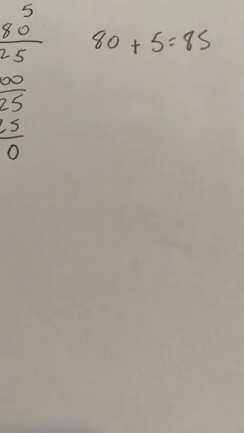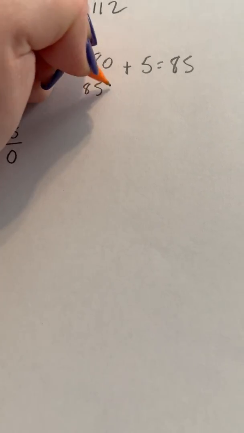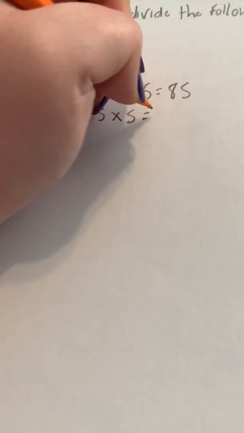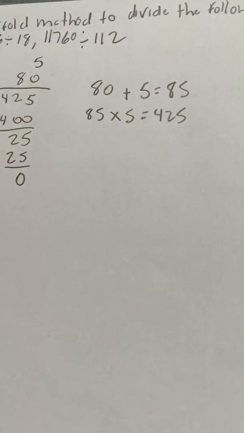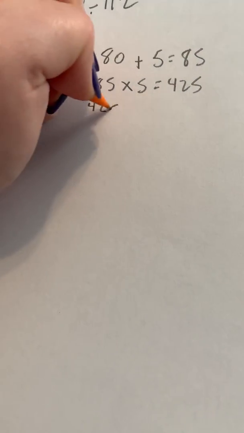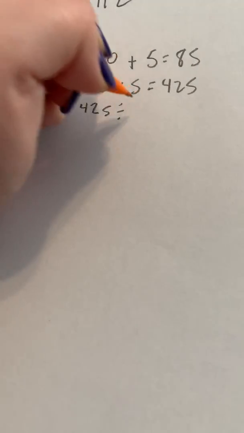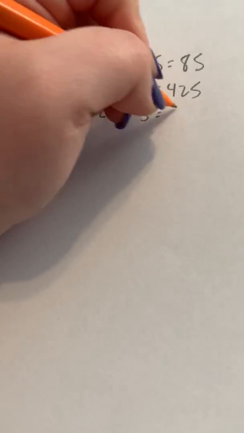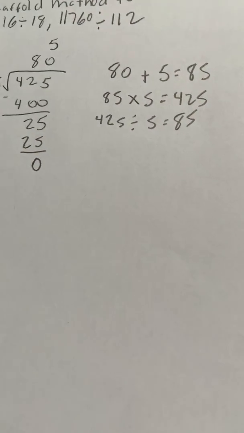So now we have 80 plus 5 equals 85. All right? So that way we see that 85 times 5 equals 425, and 425 divided by 5 equals 85. There we go.